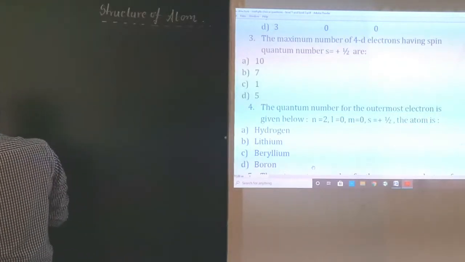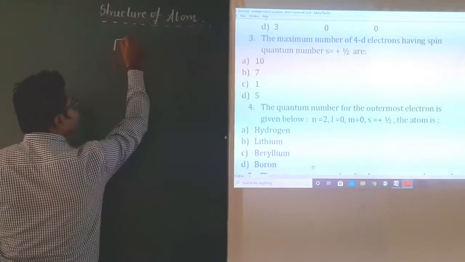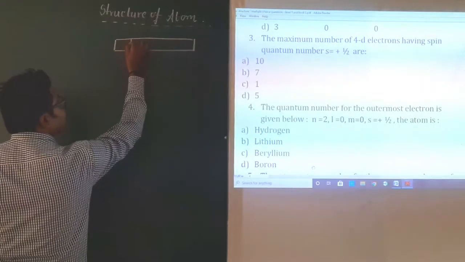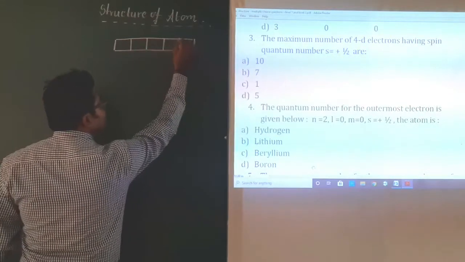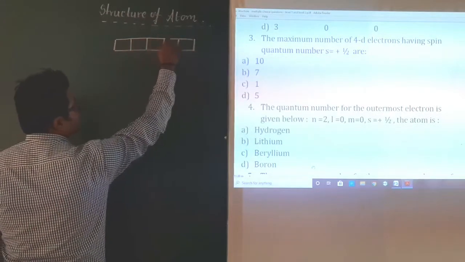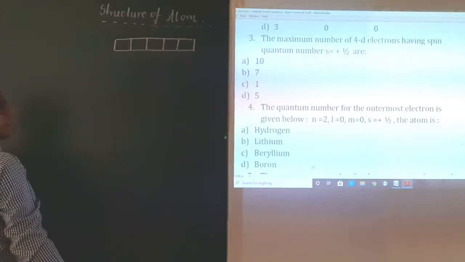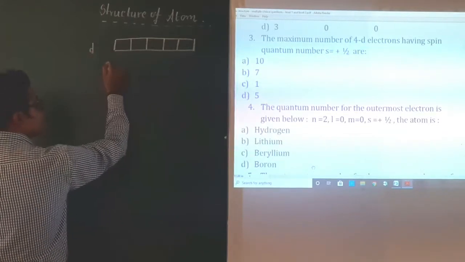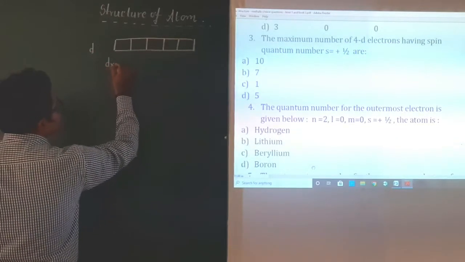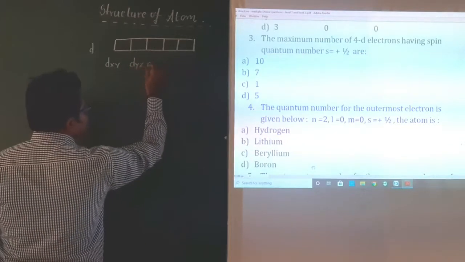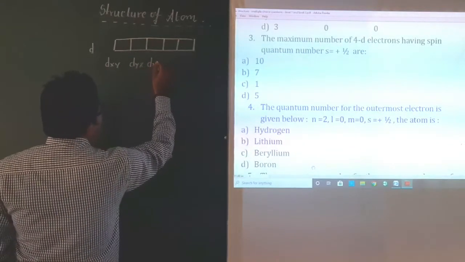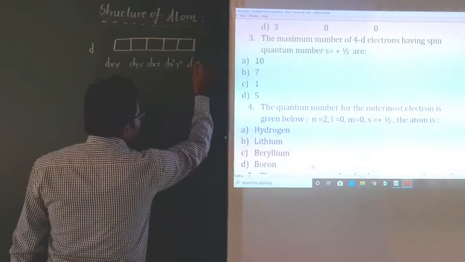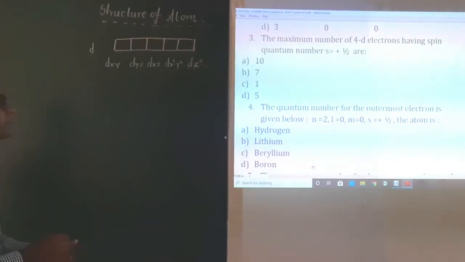When we are speaking about the d subshell, this d subshell has 5 orbitals: 1, 2, 3, 4 and 5. This is for your d subshell. What we have are dxy, dyz, dxz, the next one dx²-y², and the last one dz². This is how everything goes.